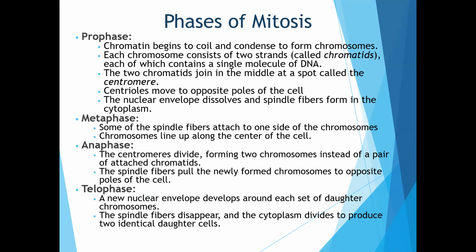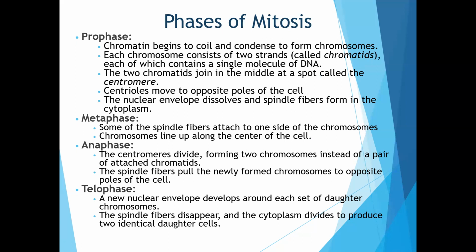So prophase: the chromatin, those little threads that we talked about that are within the nucleoplasm back when we were discussing the nucleus, finally condense and coil up, and they form your chromosomes. Each chromosome has two strands. Each strand itself is known as a chromatid, and each chromatid has a single molecule of DNA. The two chromatids join in the middle, and that's known as a centromere. So that's the center point.